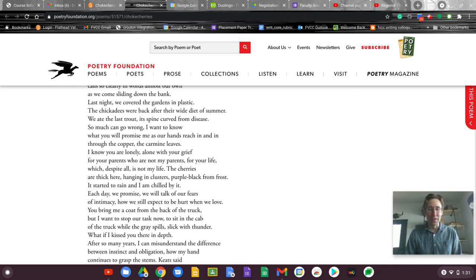And then there's also a lot of imagery here going towards a death theme, because it's the end of the season and the frost is coming. You have purple black from frost. And so you have this life cycle thing happening. It's the ripest before it rots. That's a very classic sentiment if you ever study poetry.